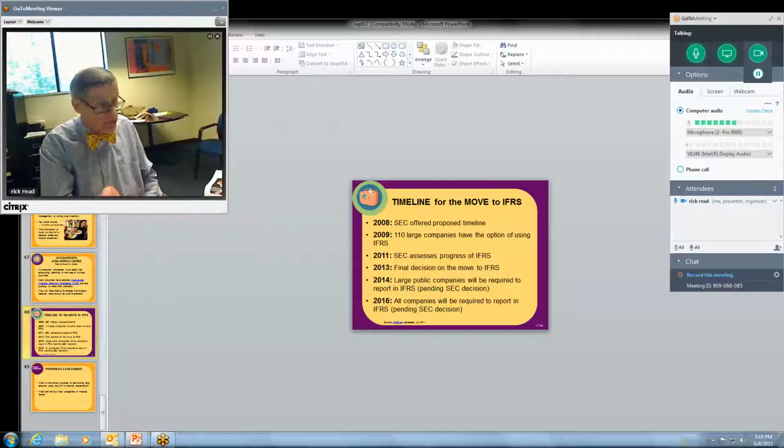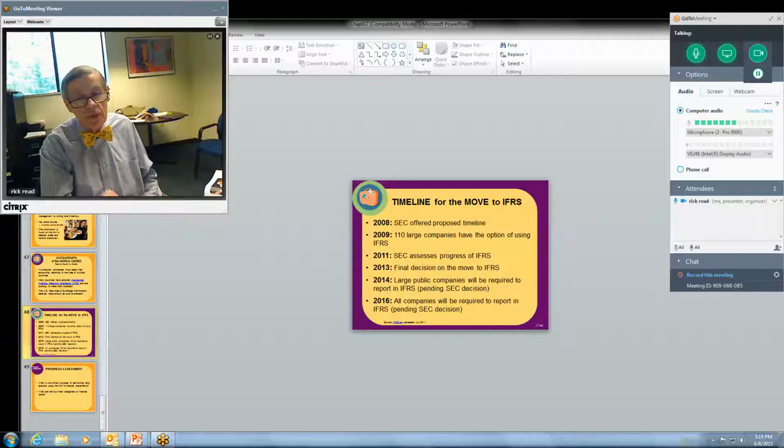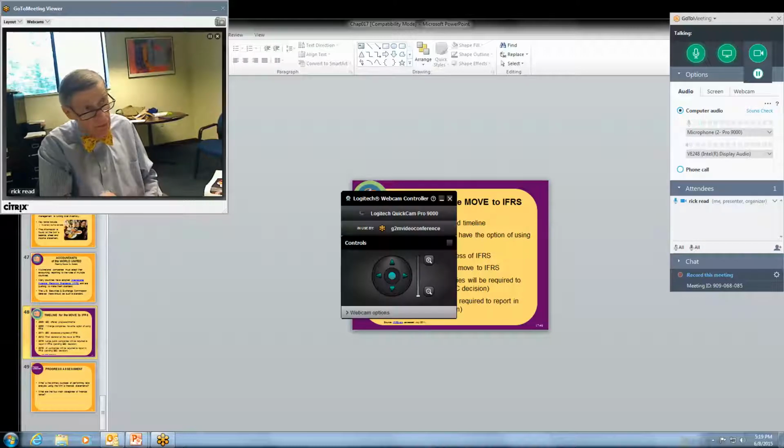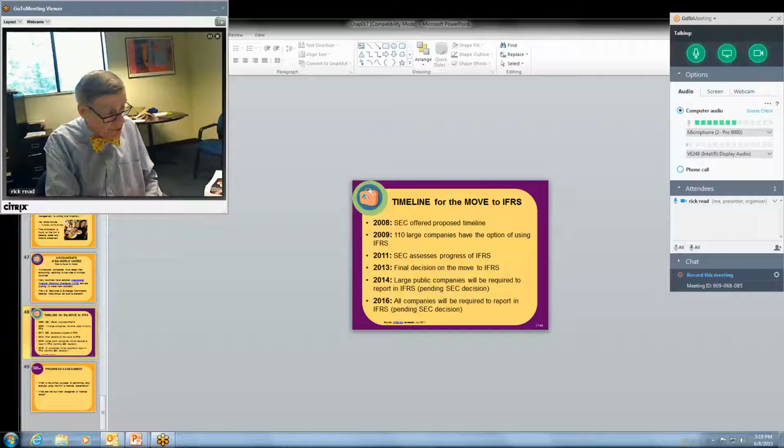Notice that last year, large public companies would be required to report. It's still pending an SEC decision. And next year, all companies will be required to report in the IFRS, again, pending an SEC decision. Now, we can understand that we wouldn't expect a decision for 2016 to be ready right now, but we should have seen some kind of decision that was supposed to have been made last year, but has not.